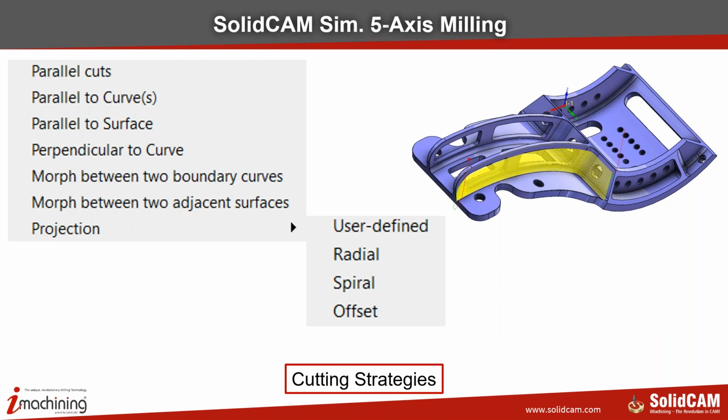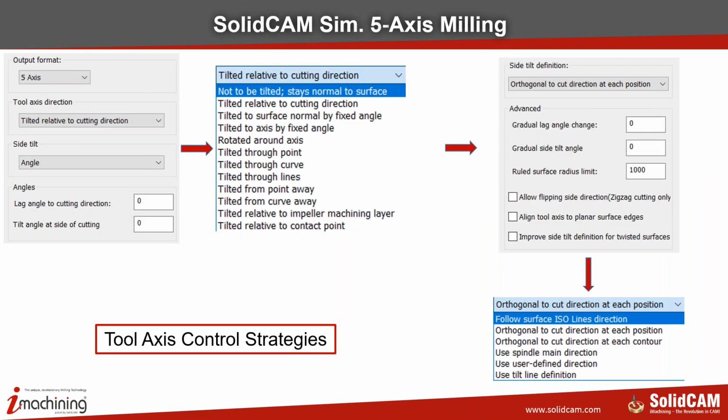The second component is the tool axis function. The tool axis function is the most critical function inside 5-axis, because that will control your entire toolpath, how you machine a particular part on a machine. SolidCAM has a vast array of tool axis controls.